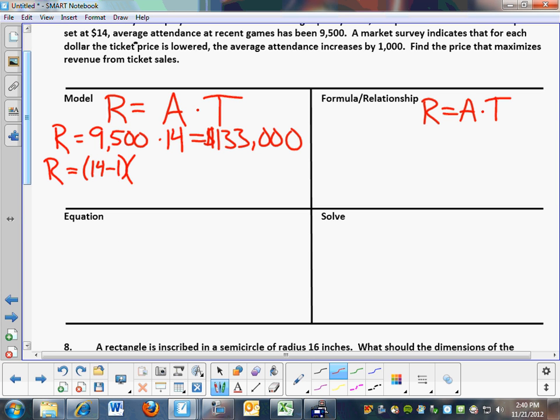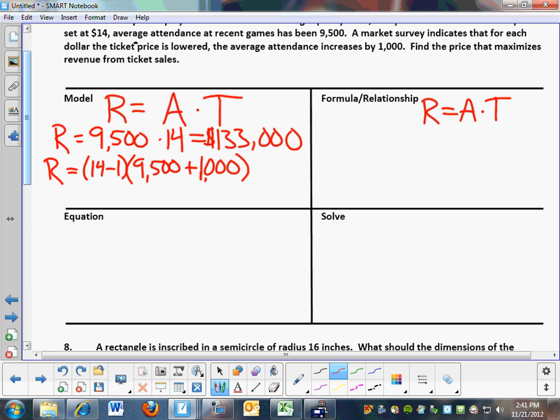And if we lower it by 1, what's going to happen to the attendance? It's going to go up by 1,000. So the new attendance will be 9,500 plus 1,000. You see, I don't have a picture here, but I'm still modeling the problem. I'm drawing one example. So if we decrease it by 1 here, it will increase by 1,000 there.